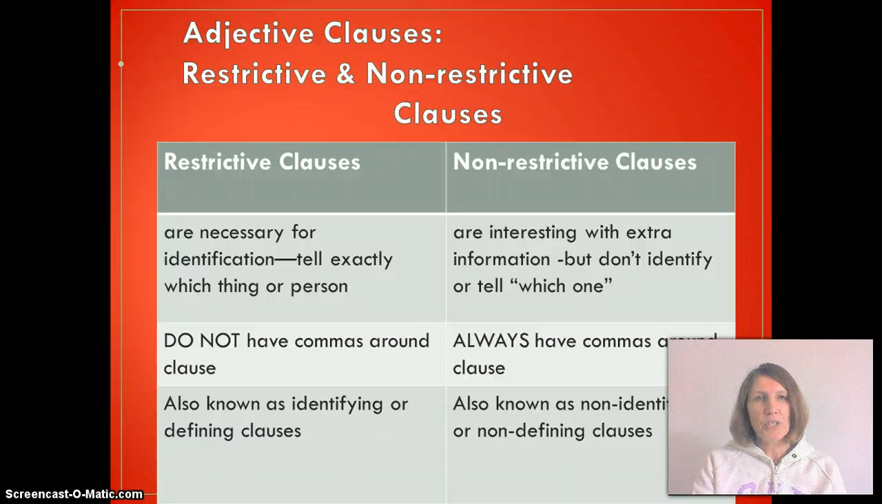Relative clauses or adjective clauses can be restrictive or non-restrictive. They're restrictive if all the information is necessary. They are non-restrictive if the information is optional. So, if it's restrictive and it's necessary, do not use commas because we need that part in the sentence. But if it's non-restrictive, it's not necessary, so we always use commas around the clause.